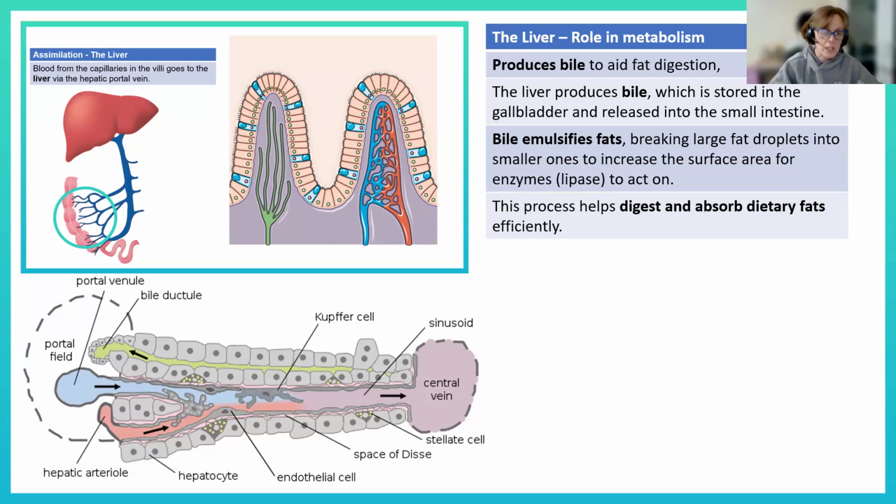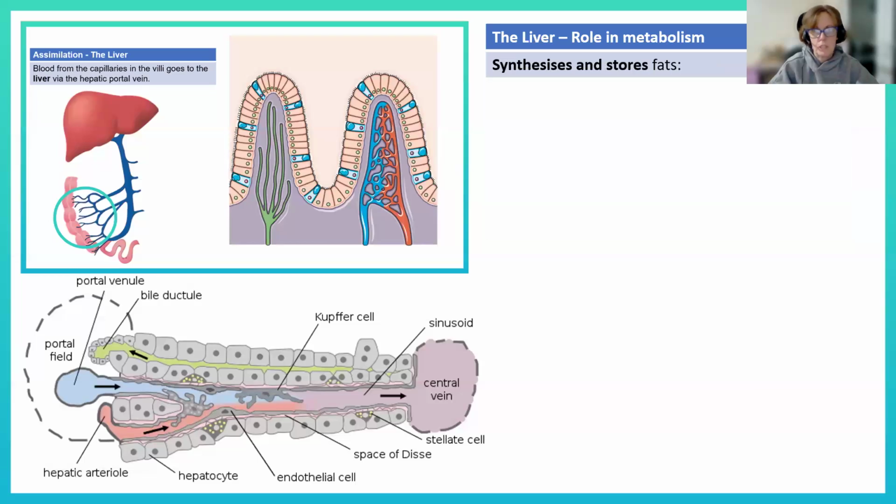This helps to digest the fats because it massively increases the speed at which the enzyme can work, because the surface area of the fats or lipids or oils is increased. And it helps us to therefore absorb the fats out of our diet sufficiently.